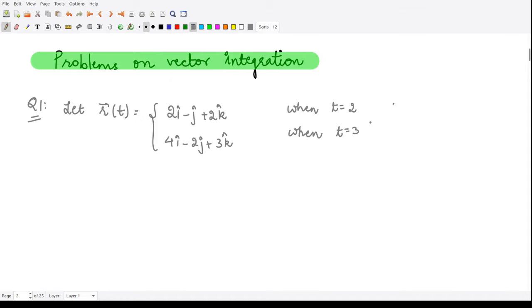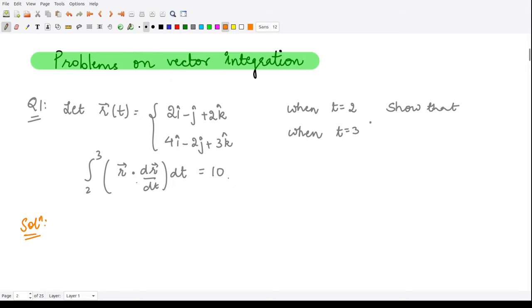Now next thing is, you have to show that the integration from 2 to 3 of the quantity r vector dot with dr/dt is equal to 10. So that means we are to compute this particular quantity. Okay, so let us move on to its solution.